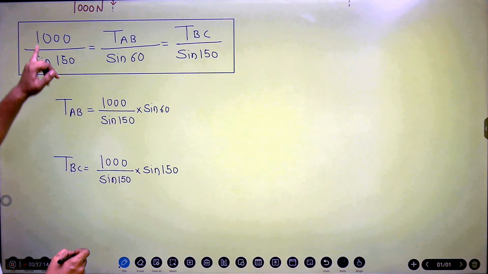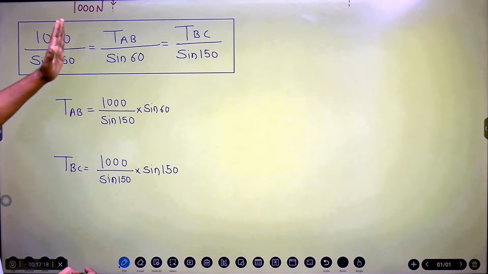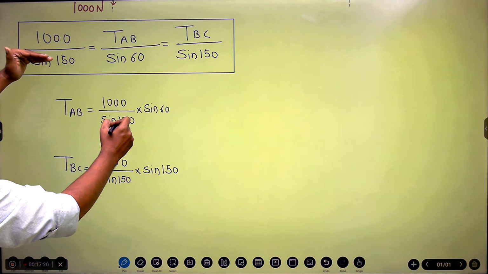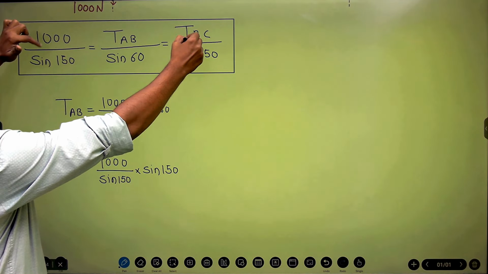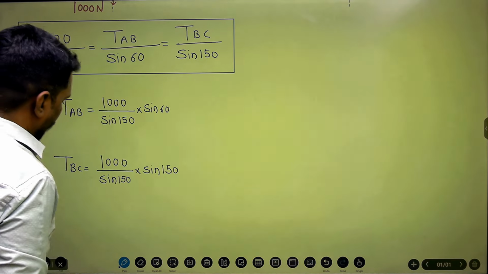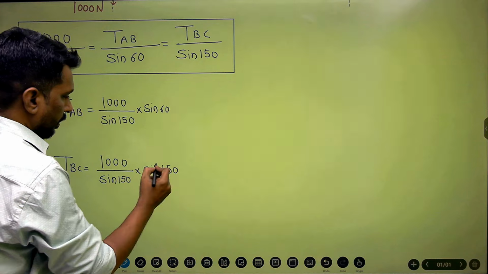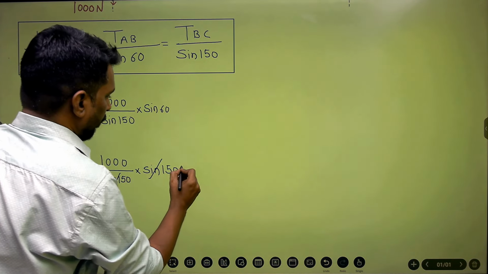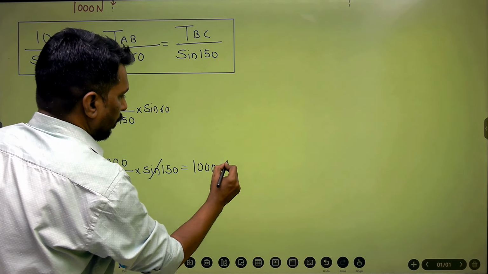You can see here, first I equated these two ratios. So TAB is equal to, this sine 60 will go here for the cross multiplication, so 1000 upon sine 150 into sine 60. Then I equate these two equations, so 1000 upon sine 150 into sine 150. Here, by observation only, you can say this sine 150 and sine 150 get cancelled. So TBC becomes 1000 Newton.